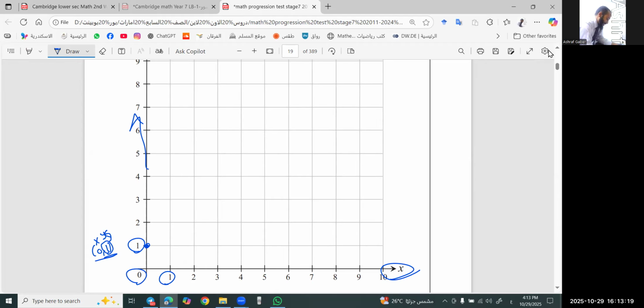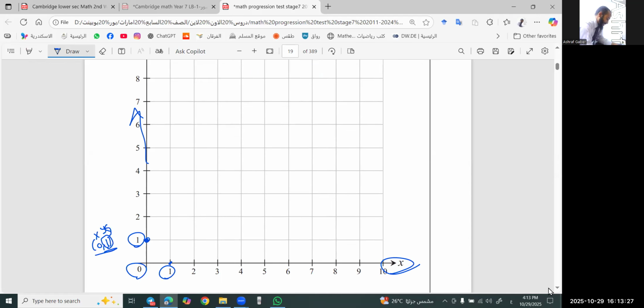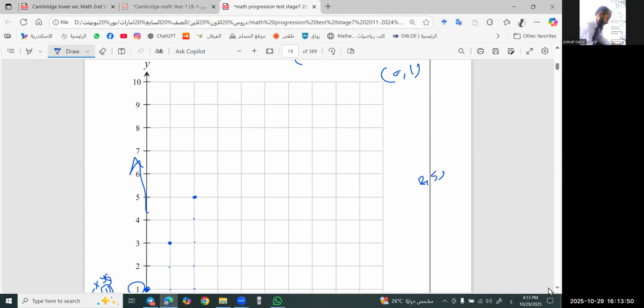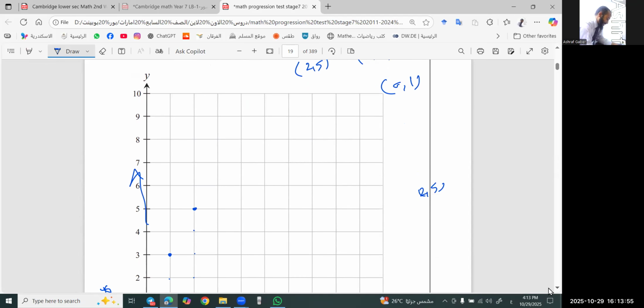The second point, which is what? 1 and 3. How can we make it? 1 here and 3: 1, 2, 3. So make a point here. The third point is 2 and 5. So this is 2. And how can we get the 5? 1, 2, 3, 4, 5, and make a point here. And the last point is 4 and 9. Okay? 4 and 9.